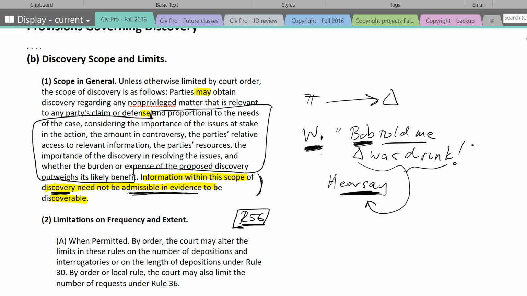Well, this statement here probably wouldn't be admissible at trial. It's probably hearsay. Now, when you get to your evidence course, you'll find out that there's all sorts of bases for excusing hearsay and allowing it to be admitted.